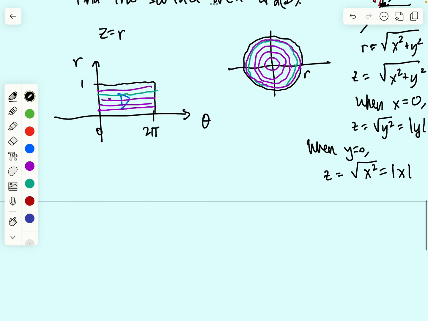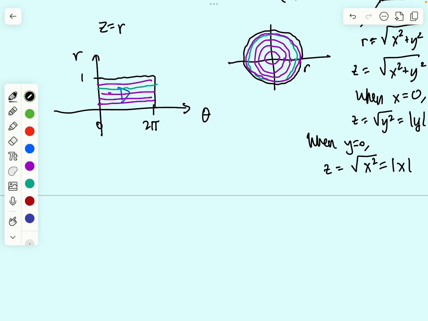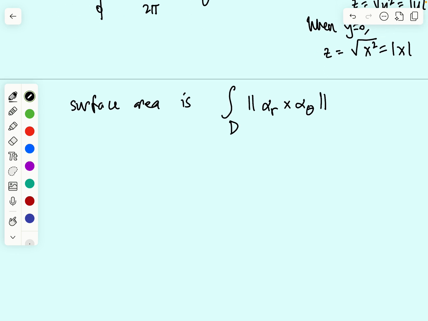And we saw that what you do, the surface area is the integral over D of the magnitude of alpha r cross alpha theta. In multivariable calculus class, we would have two integral signs to indicate a double integral, but I'm using the notation in Munkres's book, which has one integral sign. Okay, so now we just need to calculate this.